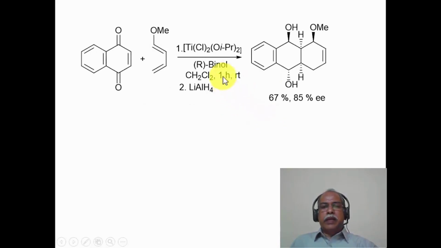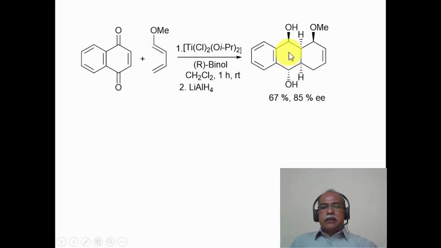Another example where BINOL is used. BINOL is 1,1'-bi-2-naphthol, and the R isomer of BINOL is a chelating agent that can chelate the titanium to the titanium dichloride derivative. The two isopropoxide groups can be substituted by a BINOL derivative.